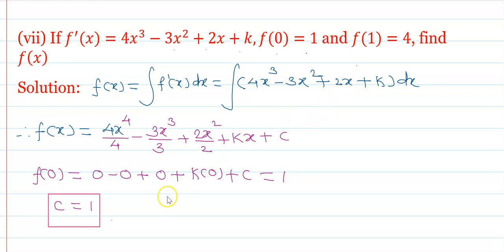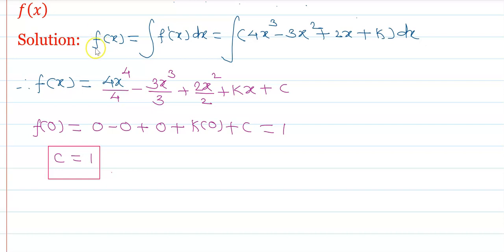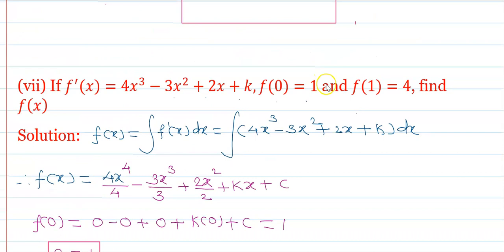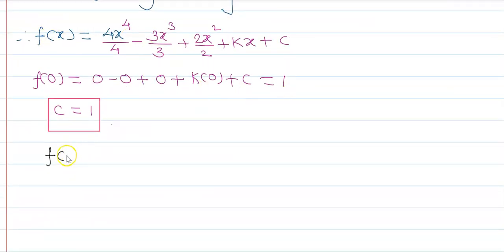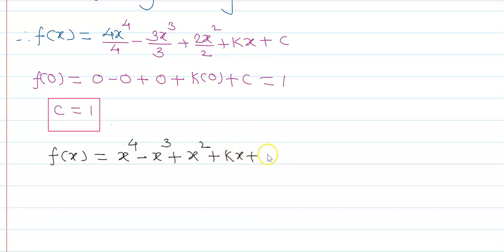Next, f of 1 is 4. Now see the function here. f of 1 means again replace this x by 1. We have been given the value of f of 1 as well. It is 4. Replace this x by 1. I will write this function once again. f of x is equal to x raised to 4 minus x cube, the 2 gets cancelled, you will get x square plus kx plus c.